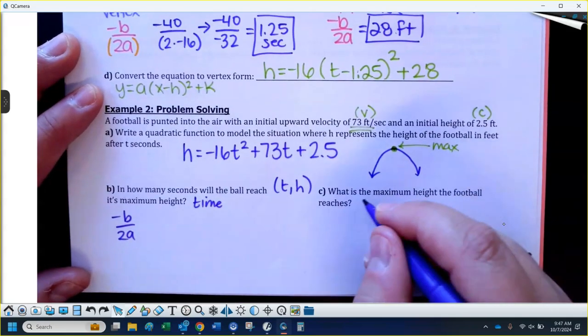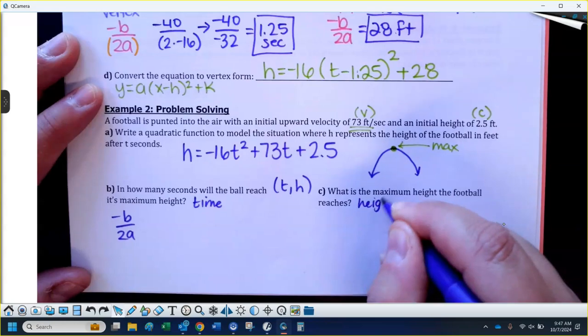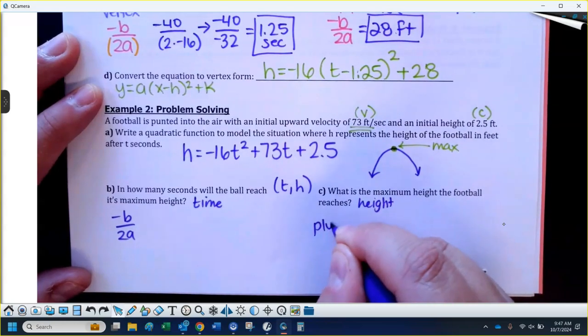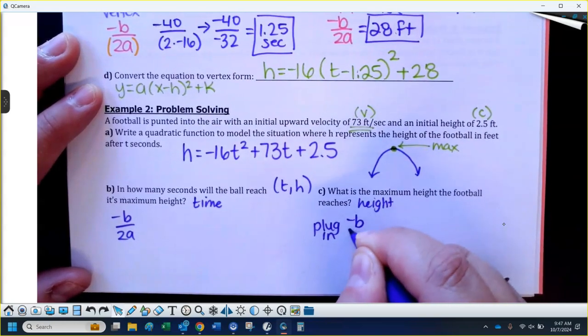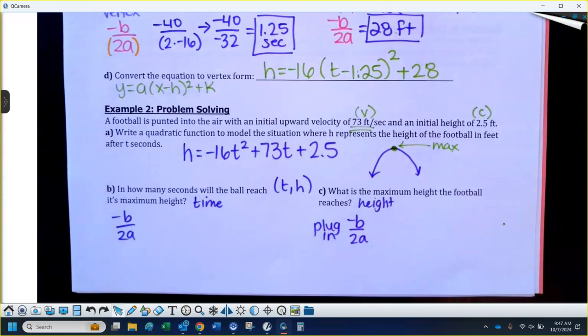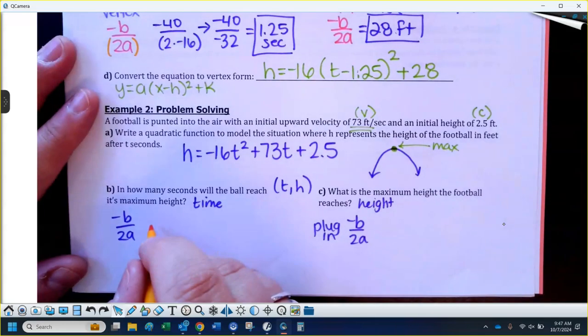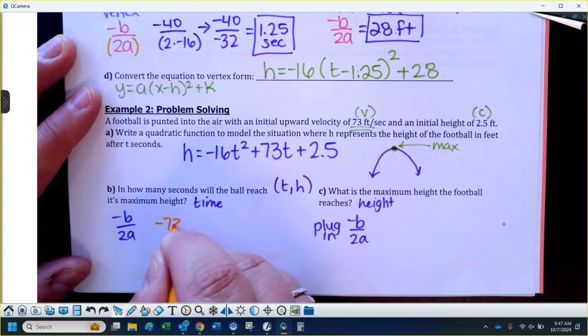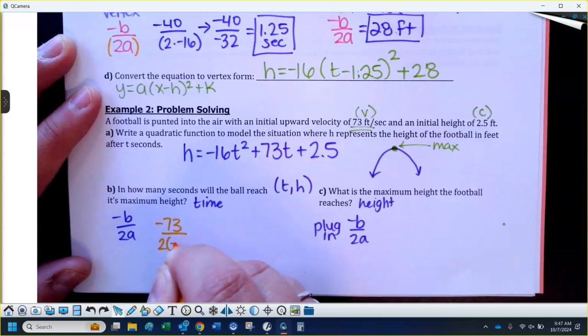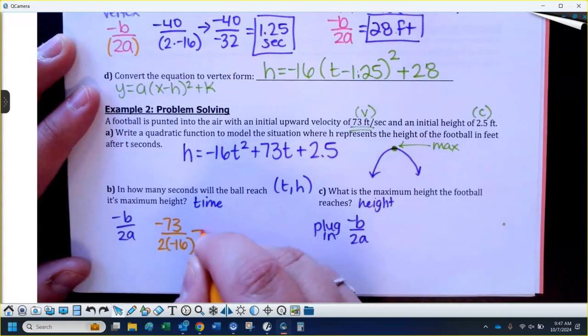And what is the maximum height? This is your height, obviously. This is what you get when you plug in whatever that negative b over 2a is. Now, I'll tell you up front, the negative b over 2a here is a garbage number. So this ends up being, opposite of b would be negative 73 divided by 2 times a, which is negative 16.